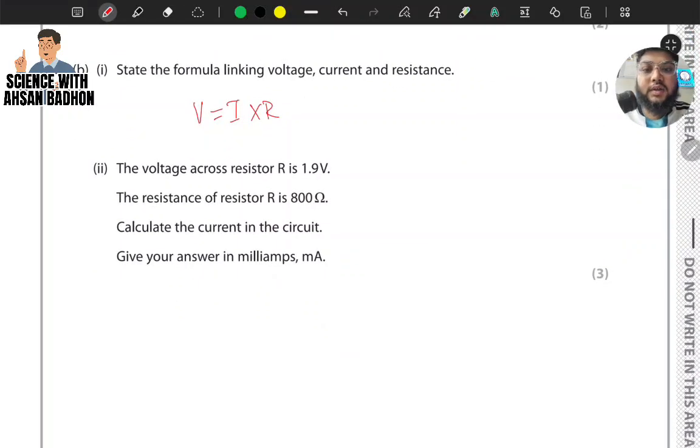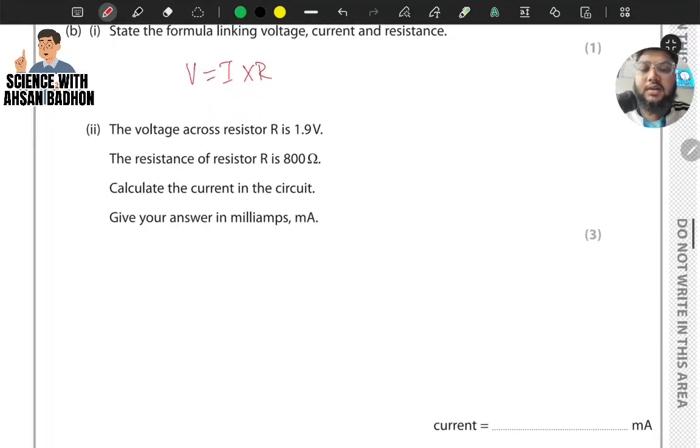The voltage across the resistor R is 1.9 volt. The resistance of the resistor R is 800 ohm. Calculate the current in the circuit. Give your answer in milliamps. Okay, so the units are given in SI units. First write the formula, V equals IR. We are calculating the current, so the current can be made the subject. The formula will be V by R.